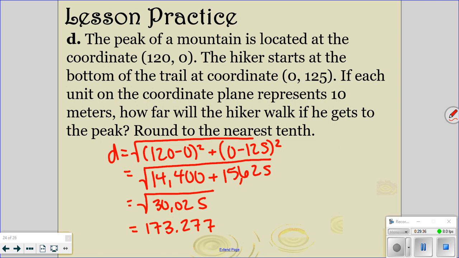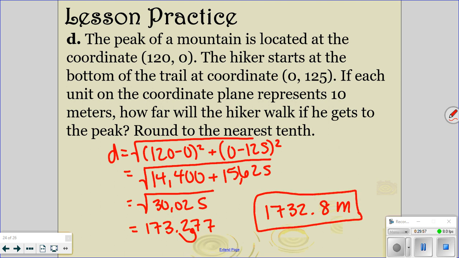173.277. And so then it told us each unit was 10, so we have to multiply this by 10. So that's just going to move your decimal place to there. And it says round our answer to the nearest tenth. So 1732.8. And then the units are meters. So that would be your answer.